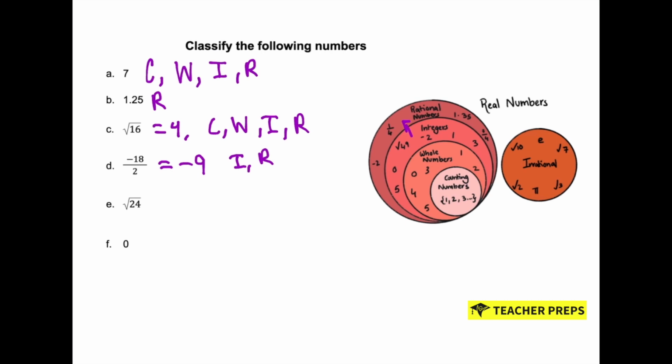The square root of 24 is not a perfect square. Because it's not a perfect square, it's going to be irrational. And then finally we have the number 0. 0 is a whole number. Since it's a whole number, it's also going to be an integer and a rational number.